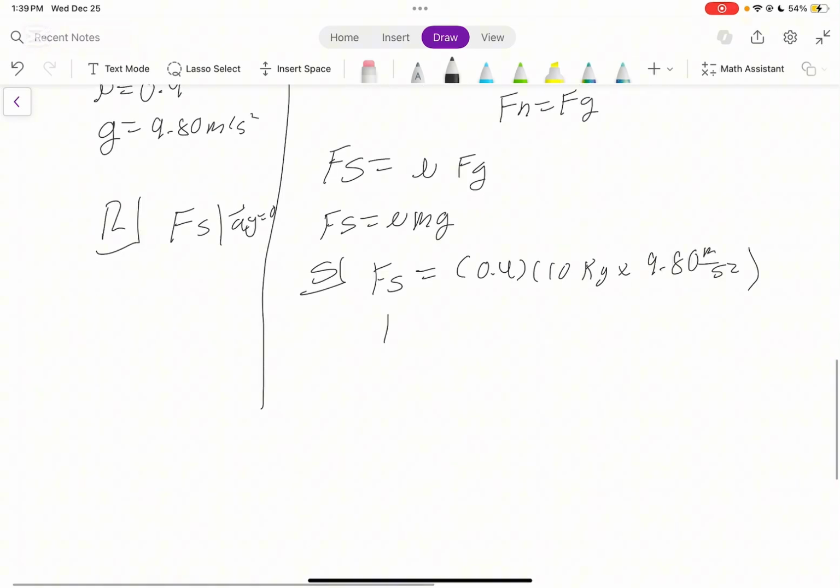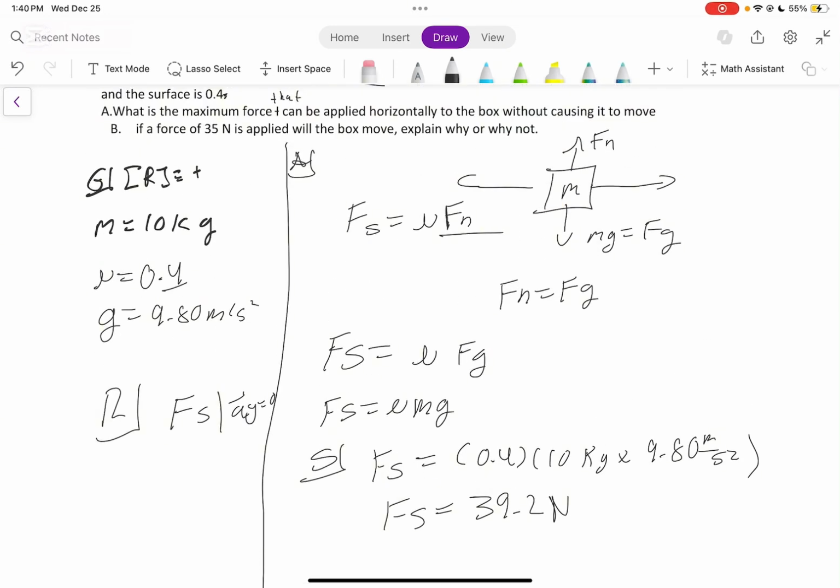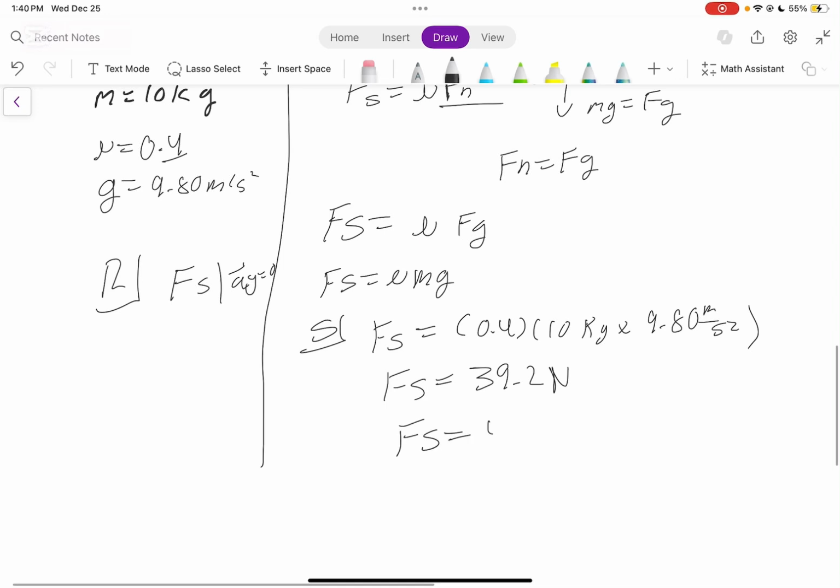Now that we have this, it's just calculator work. So this ends up being 0.4 times 10 times 9.8, which is equal to 39.2 newtons. And according to significant digits, because there's only one significant digit here, we should round off to one significant digit in our final answer. So our Fs is equal to 40 newtons.